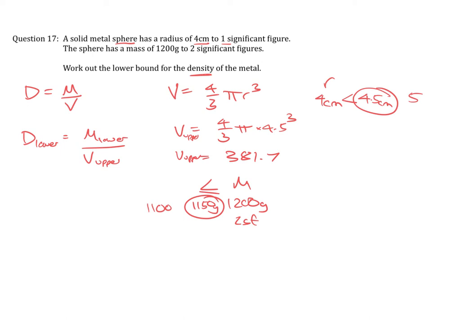So my density lower will be my lowest bound for the mass, which is 1150. I would divide by the upper bound for the volume, which is 381.7. And this gives a final answer of 3.01. And the units there are grams per centimeters cubed.